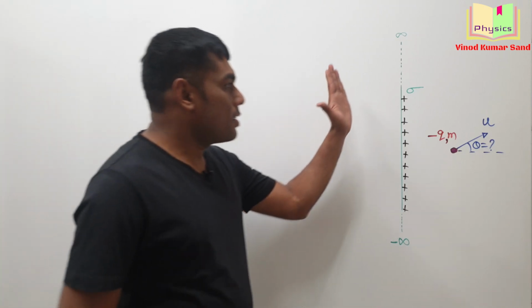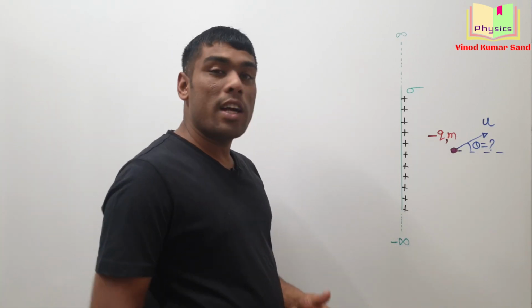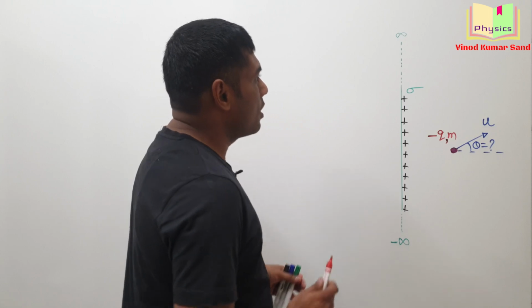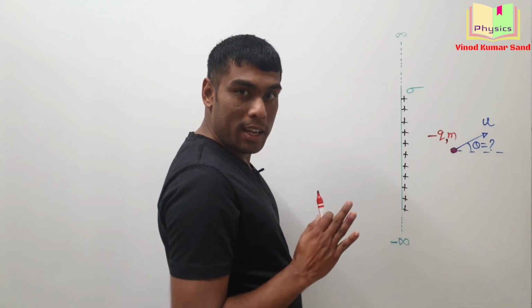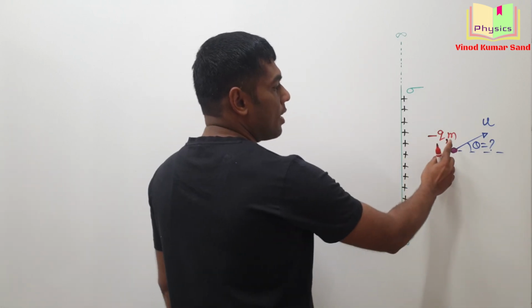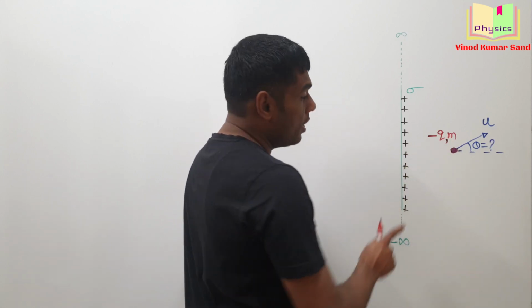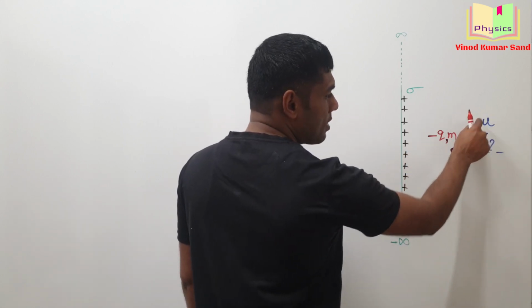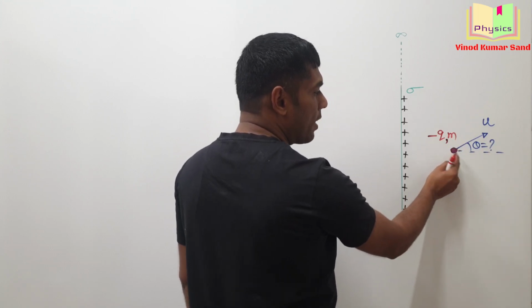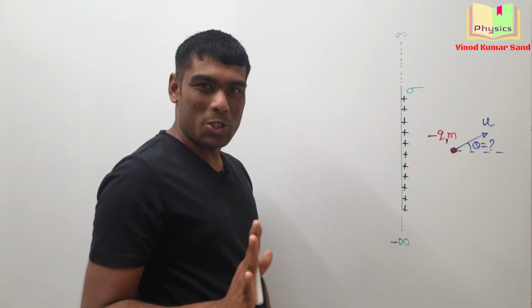Here we have a positively charged non-conducting sheet. The sheet is taken to be infinitely large. There is a point charge minus q having mass m. It has to be projected in such a manner that it returns back to its initial position.